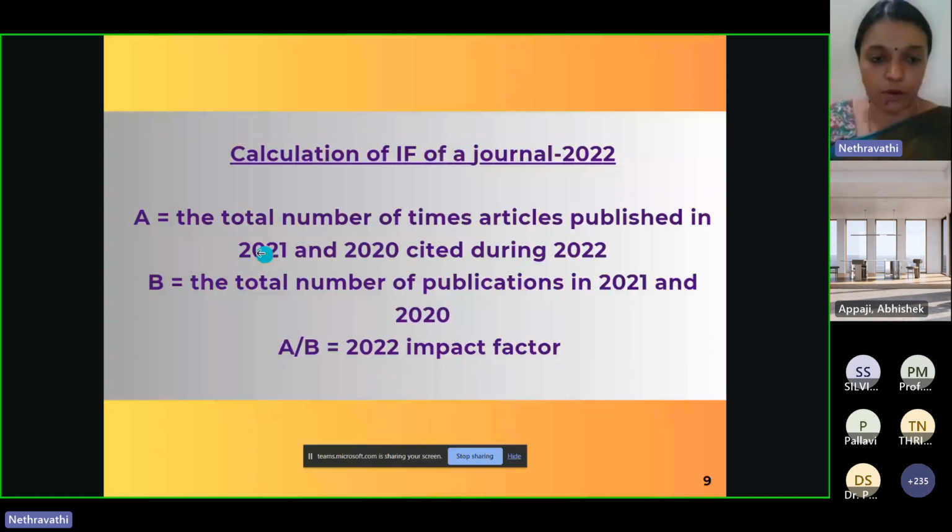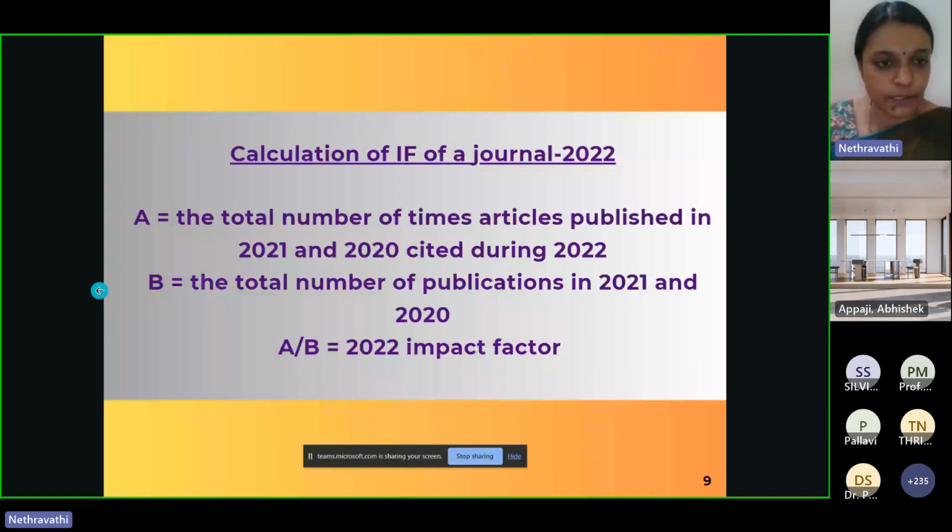Another factor, which we are calling B here. It need not be A and B only, it can be anything. Another factor which we should know is the total number of publications in the same 2 years. That means if we are calculating the impact factor for a particular journal, we should know how many articles that journal published in the previous 2 years, and how many citations it received in the year 2022 for the same articles. So the ratio of A and B will give us the 2022 impact factor.